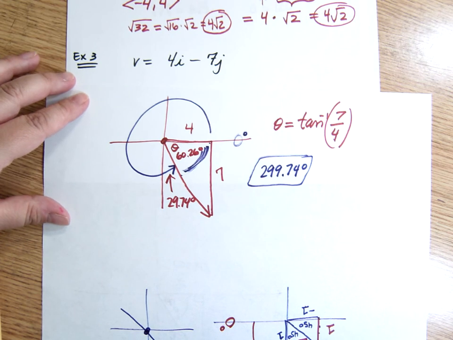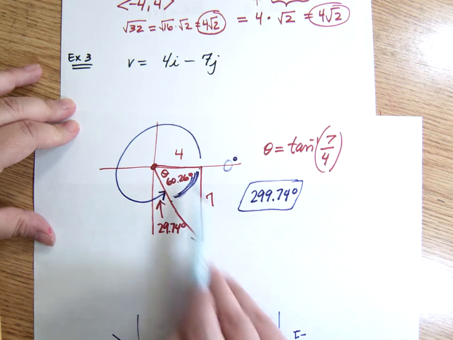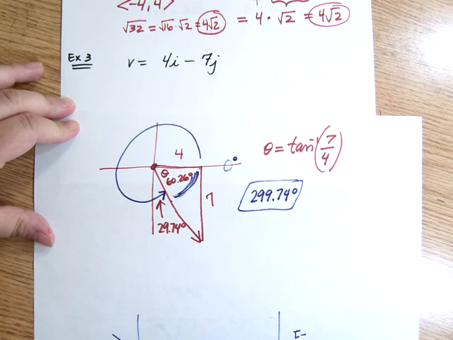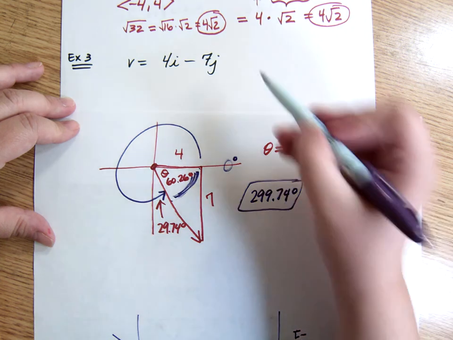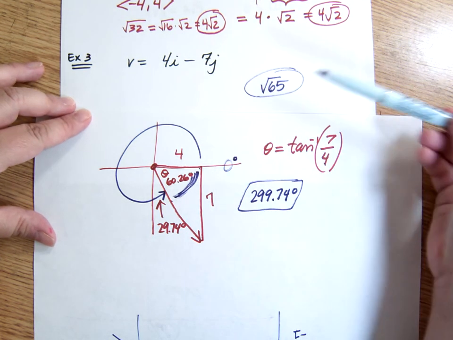Okay, now in terms of magnitude, I'm just doing my Pythagorean theorem with 4 and 7. So I've got 4 squared plus 7 squared, and then I'm taking the square root of 65, and that cannot be simplified. So I would just leave it like that. Here is my magnitude, here is my direction.